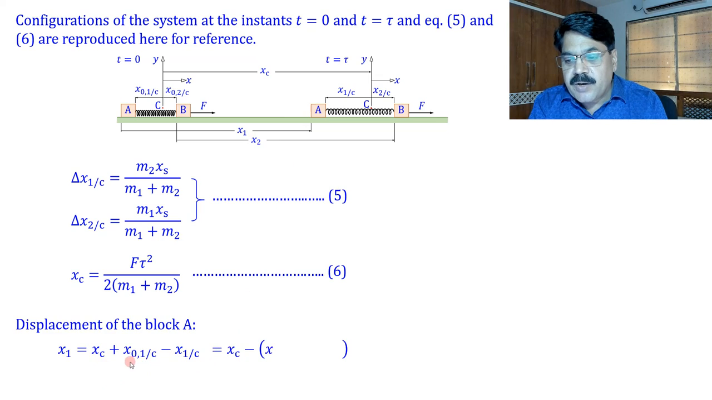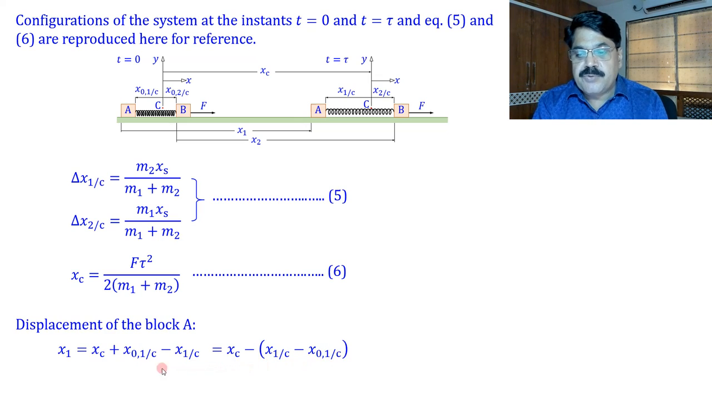So this is what? Delta x1 with respect to c. Group it. So just bring the minus here. So the minus sign, the order is replaced. So it is what? Delta x1 with respect to c. So x1 is what? xc minus delta x1 with respect to c.